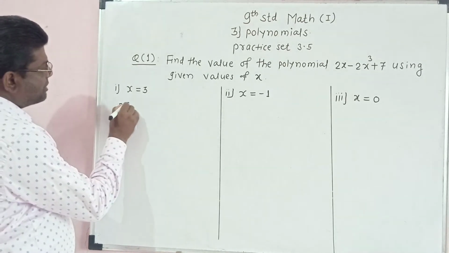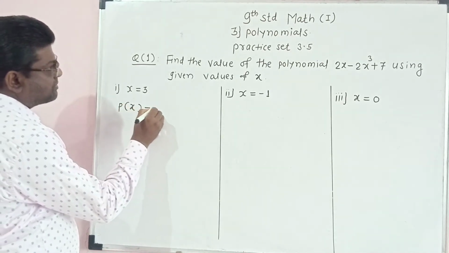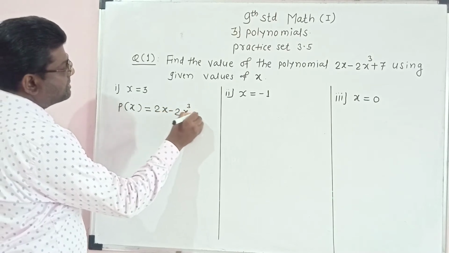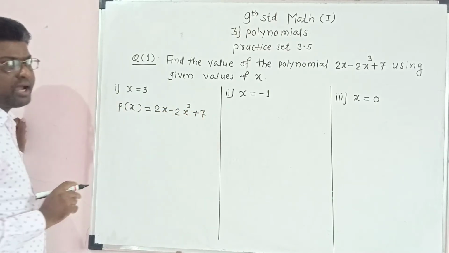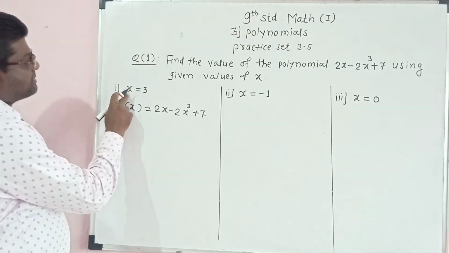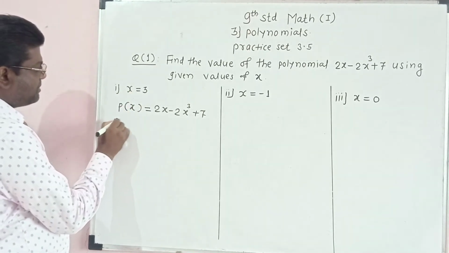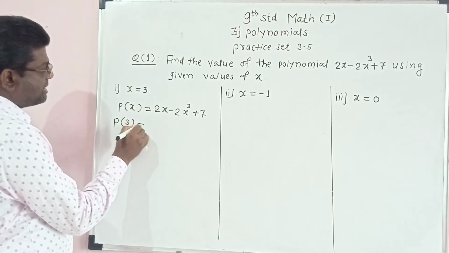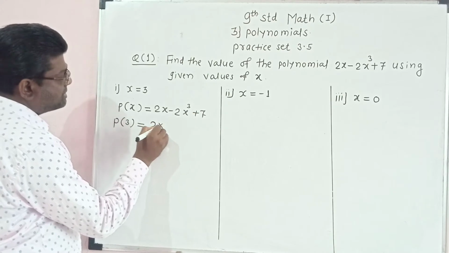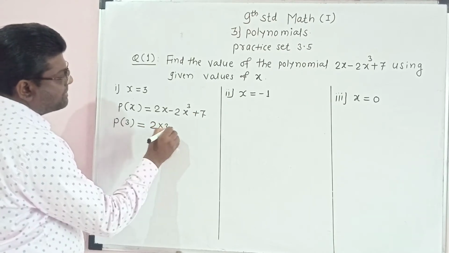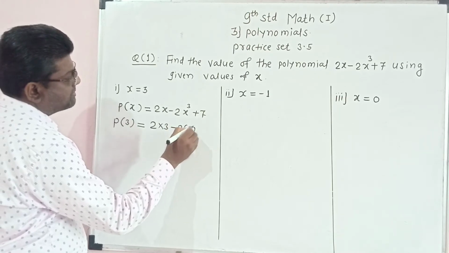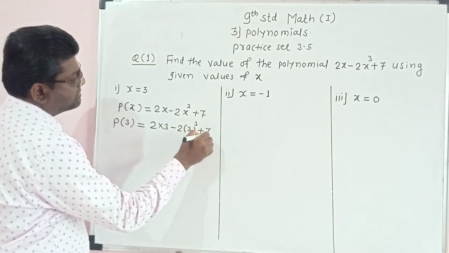Now given polynomial is p of x is equal to 2x minus 2x raised to 3 plus 7. So we have to find the value of this polynomial at x is equal to 3. Therefore put x is equal to 3. Therefore p of 3 is equal to 2 into 3 minus 2 into 3 raised to 3 plus 7.